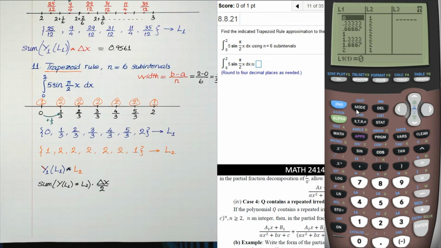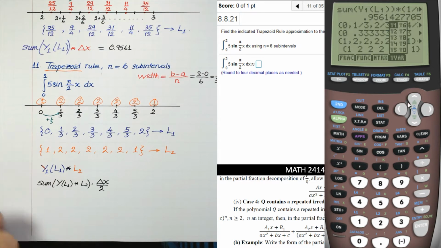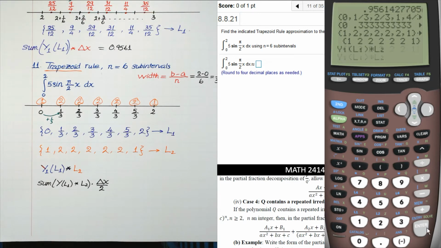Right, second mode. Evaluate the function: alpha trace y1, and then second number 1 for list 1, times list 2. Right, so that's good. Now we add all of them up.